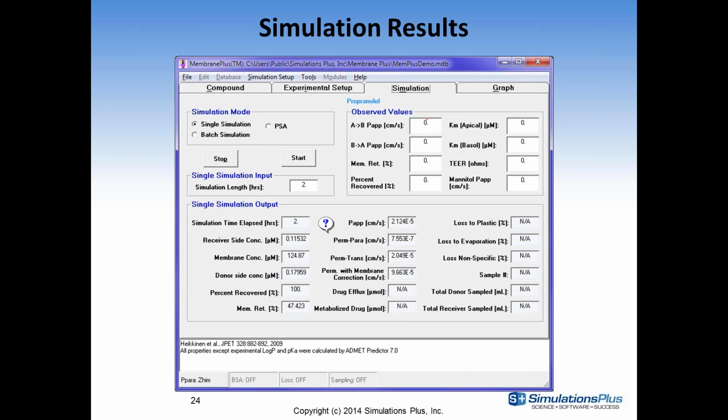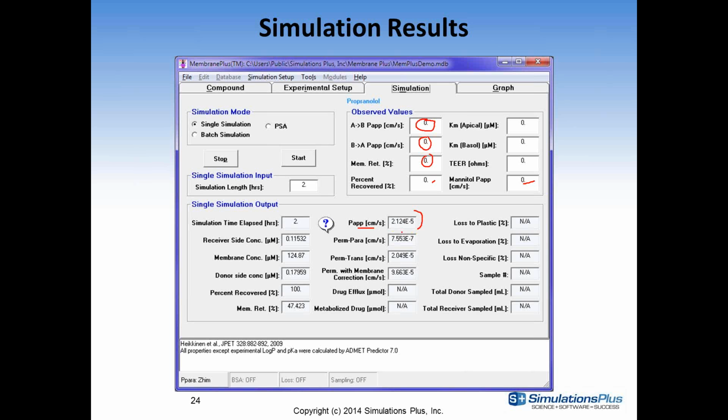As in GastroPlus, we have a location where you can store your observed values. If you've calculated your permeabilities or your membrane retention or your recoveries or mannitol permeabilities, all of these can be stored in the database to be compared with the observed value.